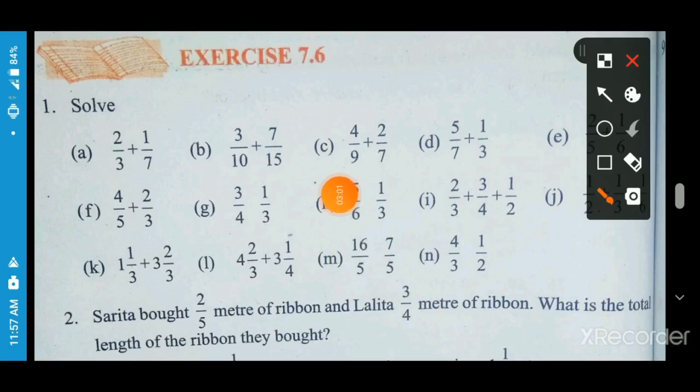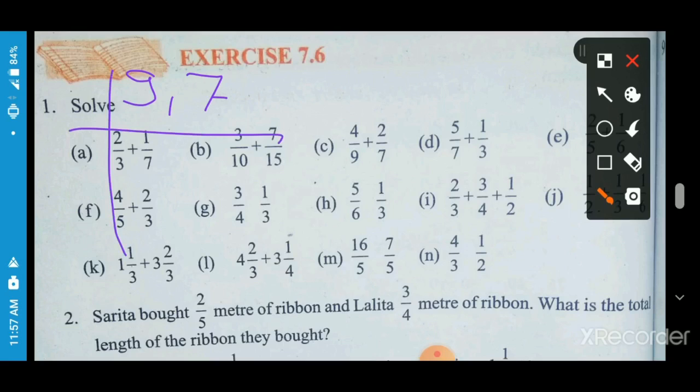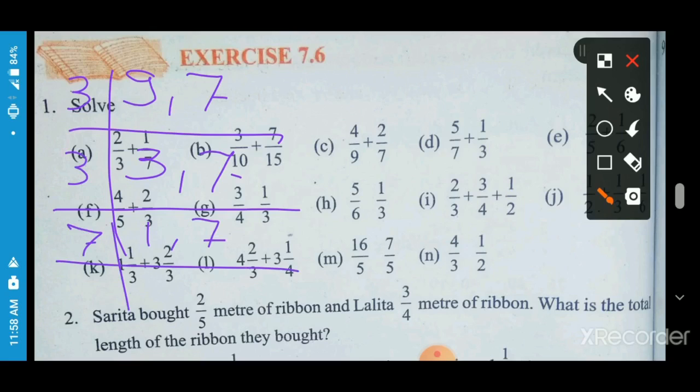Now part C, 4 upon 9 plus 2 upon 7. Again the denominators are different, so first we take the LCM of the denominators to make them equal. It is 9, it is 7, and then we divide by 3. 3 3s are 9. 7 is not divisible, so we write 7 as it is. Then we divide again 3 by 3 and 7 by 7. So 1 and 1 come. 7 1 is 7.